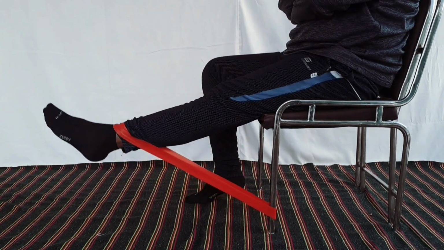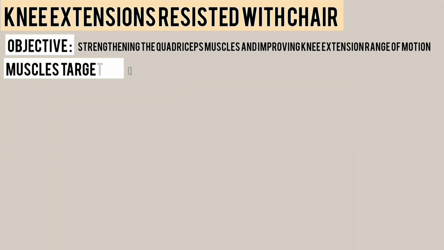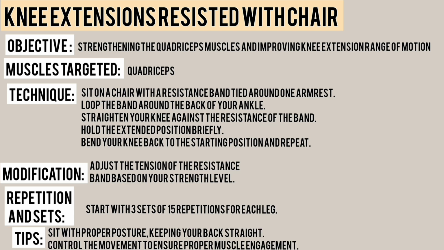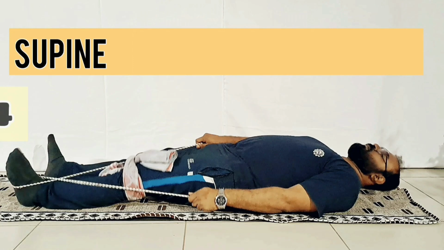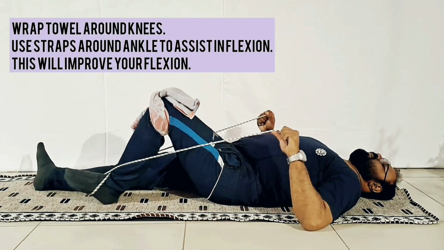Throughout, sit tall, engage your core, and focus on the control movements. This is about quality over quantity. Aim for 3 sets of 15 repetitions on each leg to start, adjust as needed, and challenge yourself as you go.